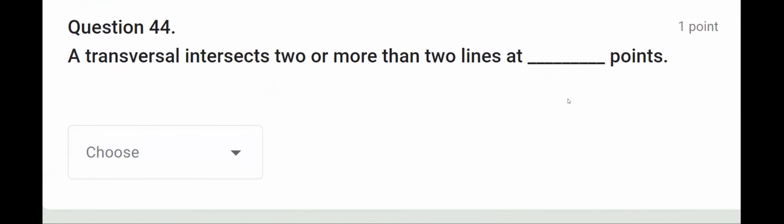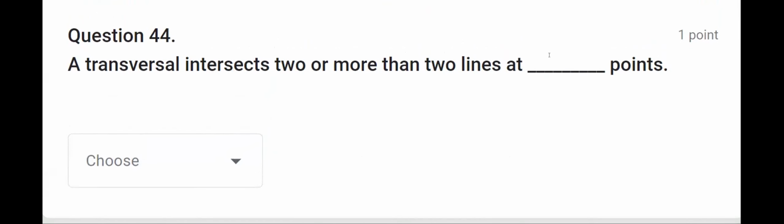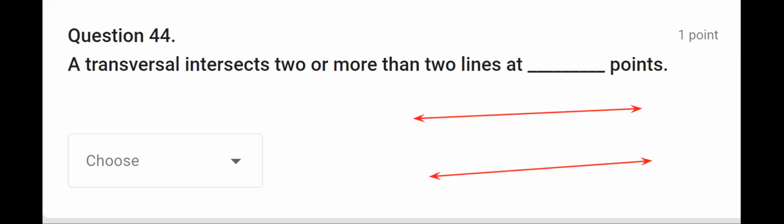Next, a transversal intersects two or more than two lines. Let's say, for example, if I make any two lines, irrespective of whether they are parallel or not, and they are intersected by a transversal, you can see that it intersects the two lines at two distinct points. Here the blue one is a transversal.